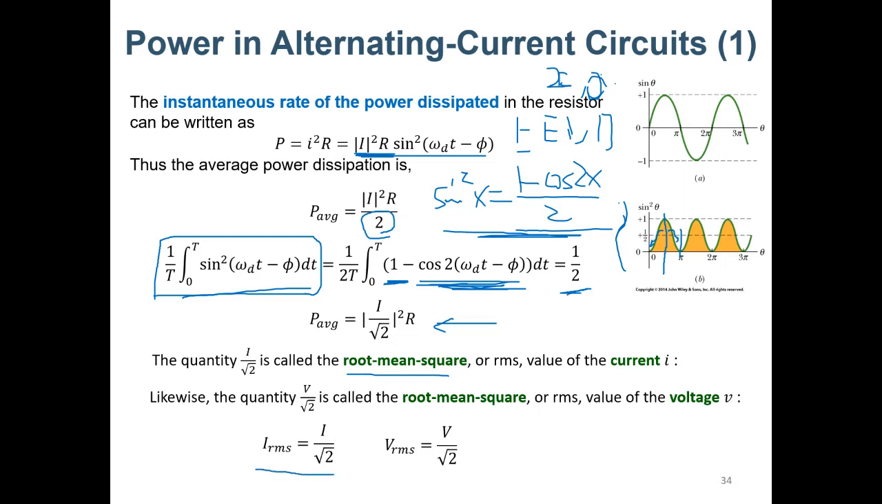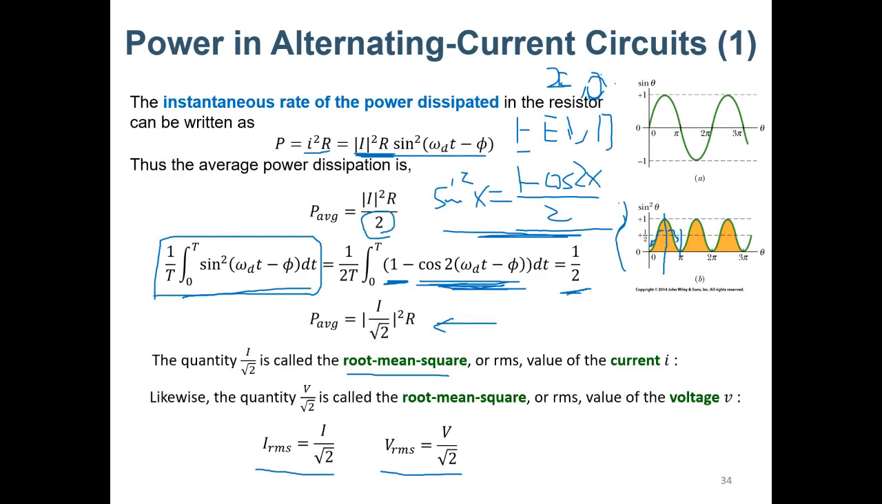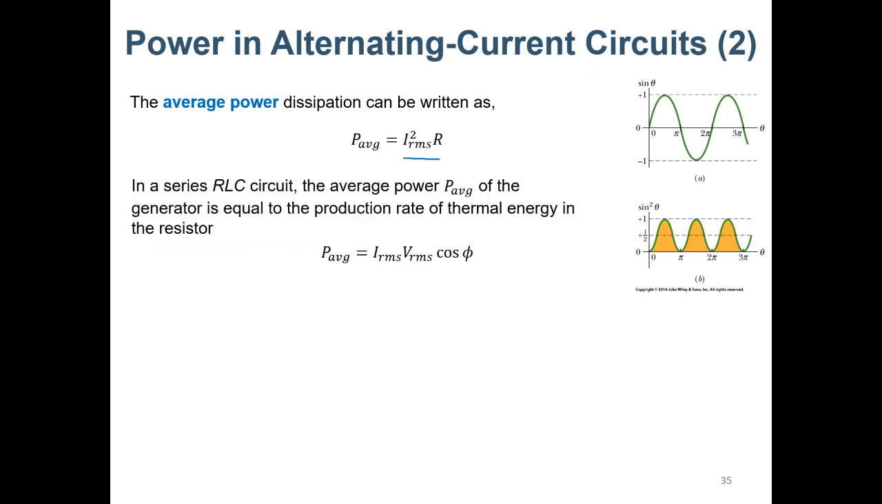So we have the root mean square of the current like this, and the root mean square voltage is also like this, because they are both sinusoidal. After we consider the root mean square value, we can write it like this. It will still look like this expression, but when we consider the average power, we use the root mean square value instead of the amplitude to calculate the average power.